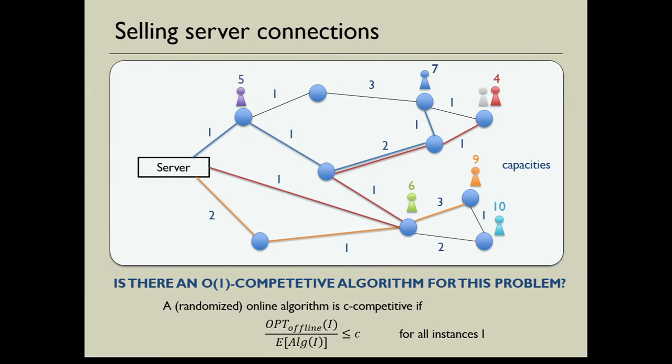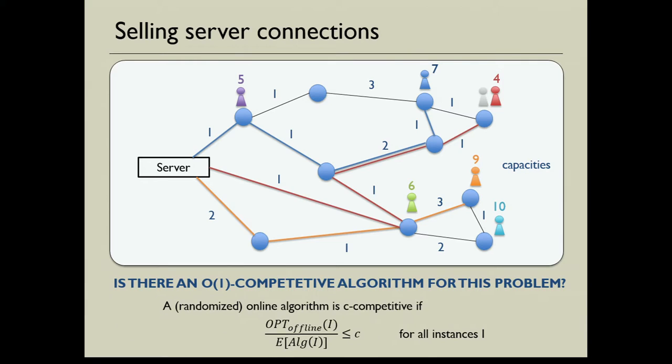And competitive here, you know, it's OPT offline over the expected value of your algorithm. Here, the expectation is over the random order and also potentially randomness of your algorithm. I think I flipped this later on, but I think it's pretty clear, if C is greater than 1 or below 1. Okay. So that's two generalizations, the k out of n and this one.